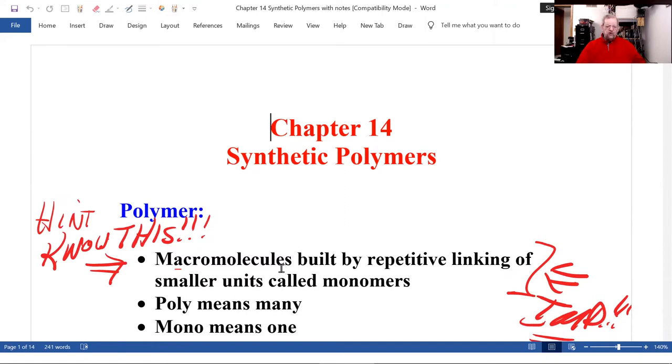All right, this chapter deals with synthetic polymers. What is a polymer? You should know. See, it says it on the slide. It's a macromolecule. Macromolecule means big molecule, built by repetitive linking of smaller units called monomers. Now, the word polymer: poly means many, mer means unit, and monomer, mono means one unit. Think of a long, long, very long freight train where all the boxcars are the same or very similar. That's really what a polymer is. Well, we don't use boxcars from a train. We use segments of molecules or fragments linked together. And you should know a polymer is a macromolecule built by repetitive linking of smaller units called monomers.